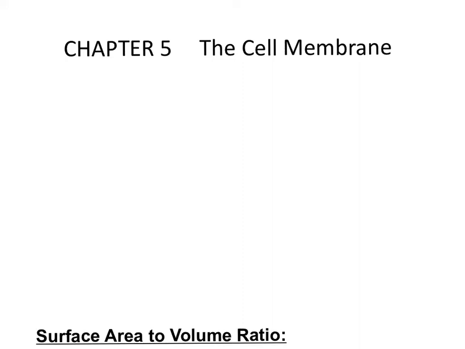This video is Chapter 5 Notes, Part 1, all about the cell membrane and osmosis. The cell membrane is what goes around the outside of a cell. It is three-dimensional around an entire cell, and it allows the cell to exchange things with its environment.